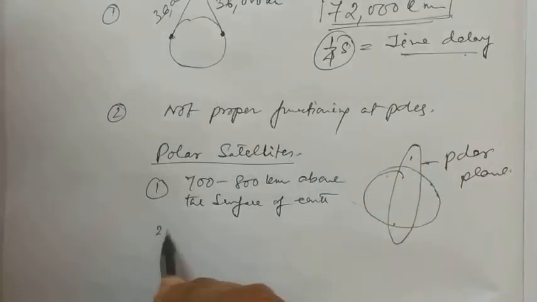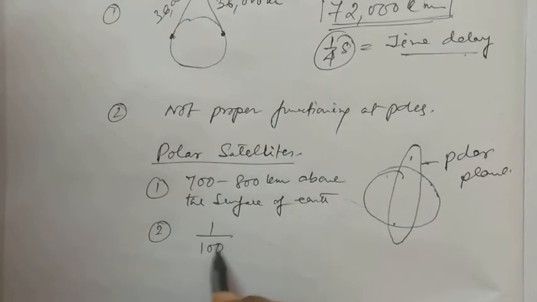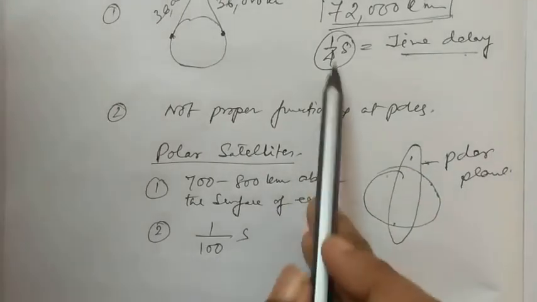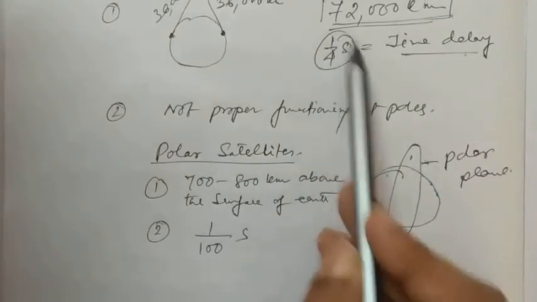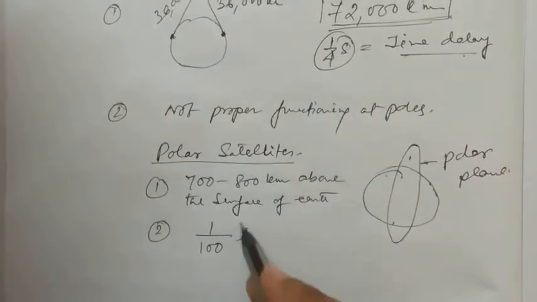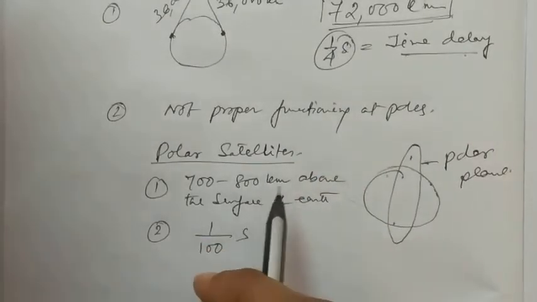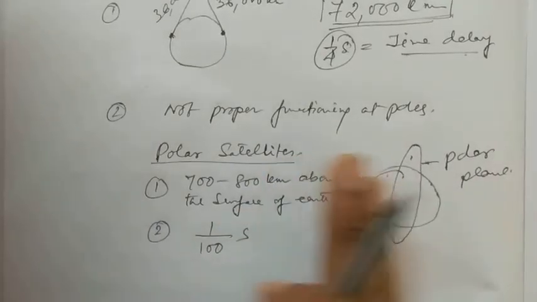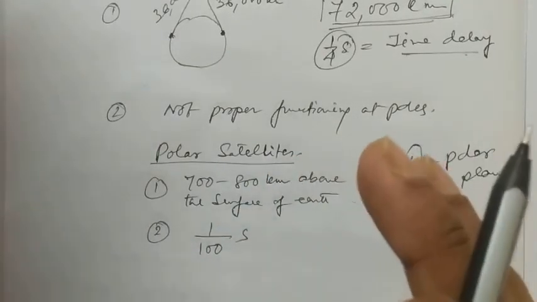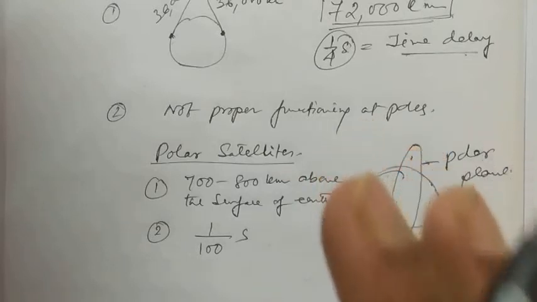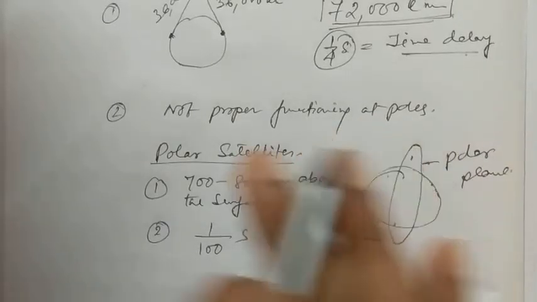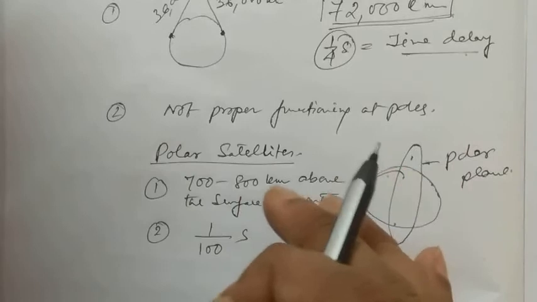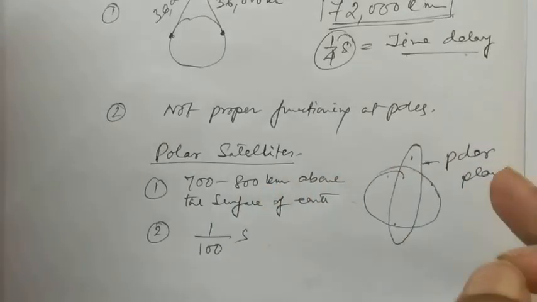So the time lag here is 1 by 100 seconds, whereas the time lag there was 1 by 4 seconds, which is huge. Now, 1 by 100 second is a very, very small time. The time difference is very small. There is practically no time lag felt during telephonic communication.